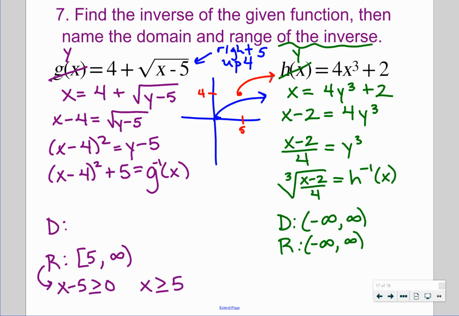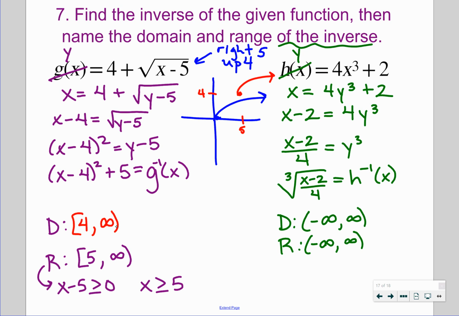What's the lowest y value? 4. And how high does it go? To infinity. That's it. Those square root ones are tricky. Make a sketch if you're not sure. You can even do that for the other one too if you're not sure.